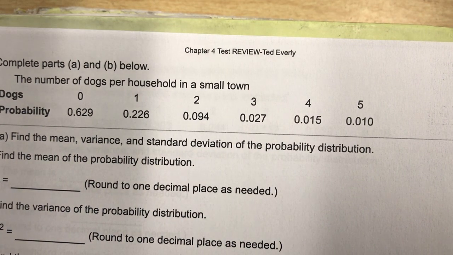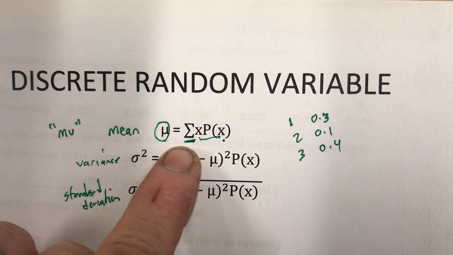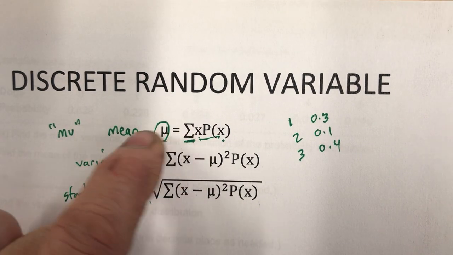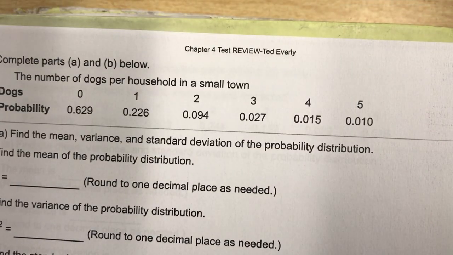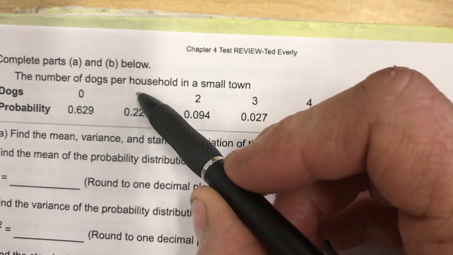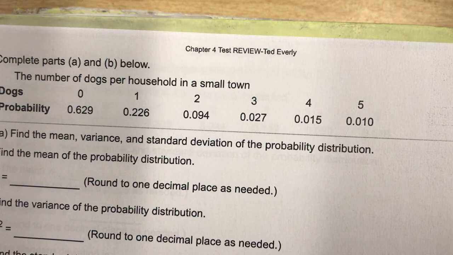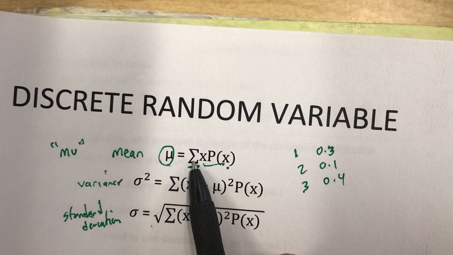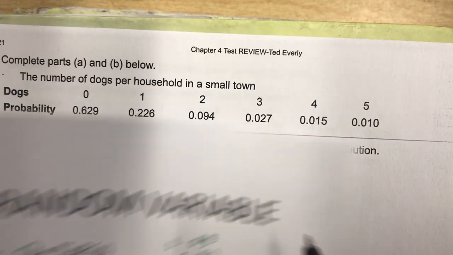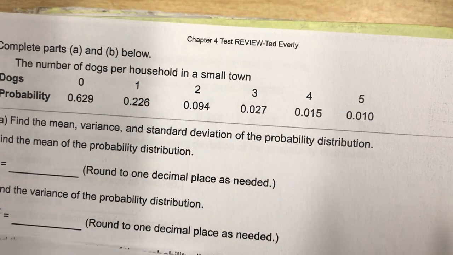All right, so we've got this right here. These are the formulas I'm going to be using. My mean is going to be the average. I'm going to sum up each x times its probability. So basically what I'm going to do is 0 times this plus 1 times this, 2 times this, 3 times this, 4 times this, 5 times this, and add all those up. Okay? That's what this means right here. I'm going to add up each x times its probability. Each x, 0, 1, 2, 3, 4, 5, times its probability.